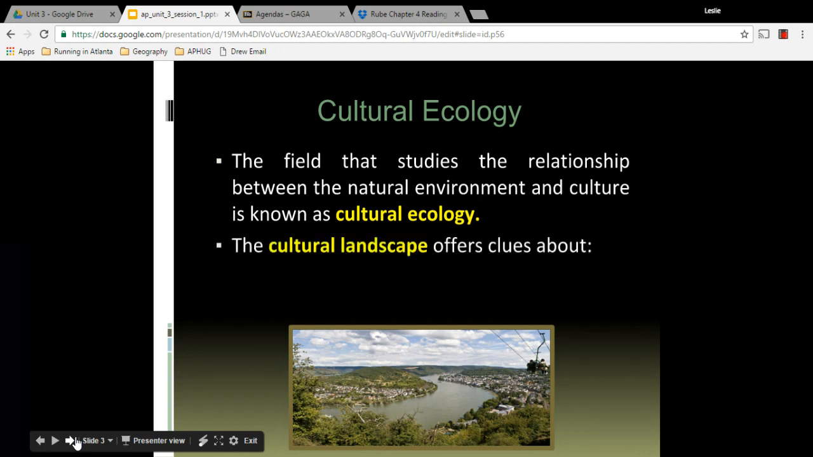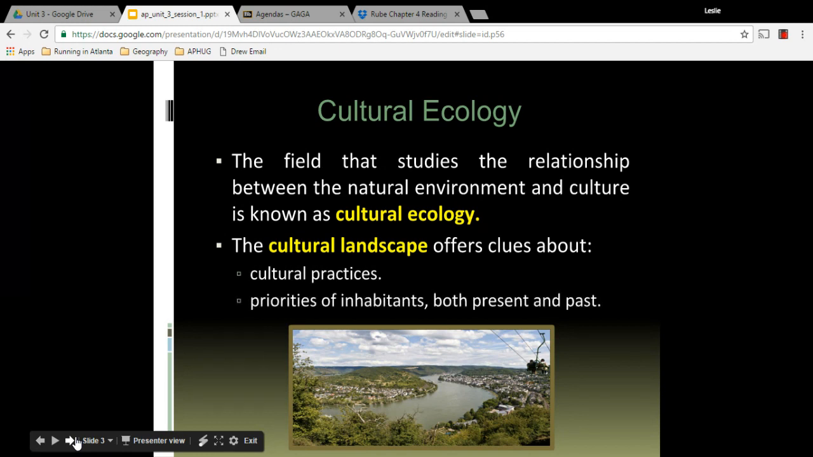All right, the cultural landscape is going to offer us clues about cultural practices and priorities of inhabitants, both past and present. So, for example, if you travel in Europe, you are going to notice that all roads in medieval towns lead directly to the church because the church was the priority of the inhabitants at the time.